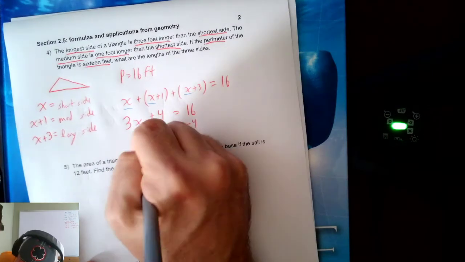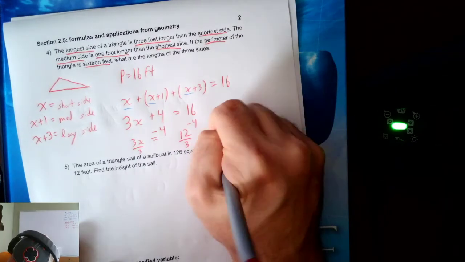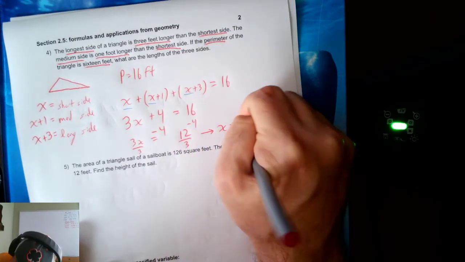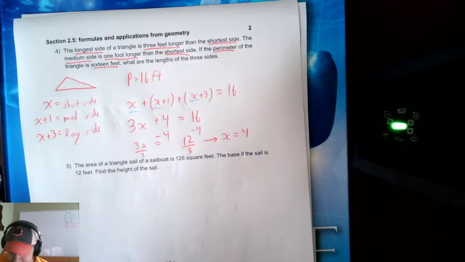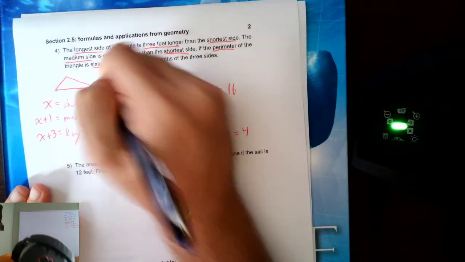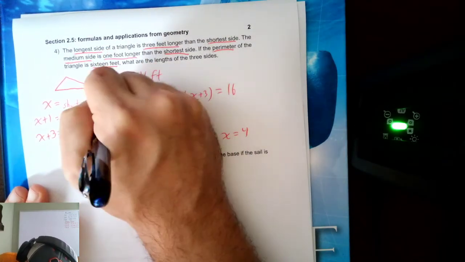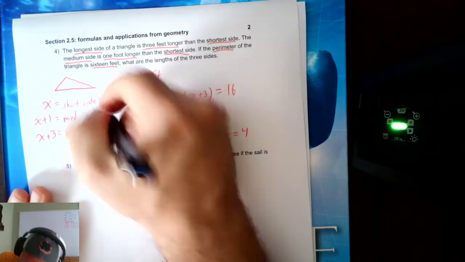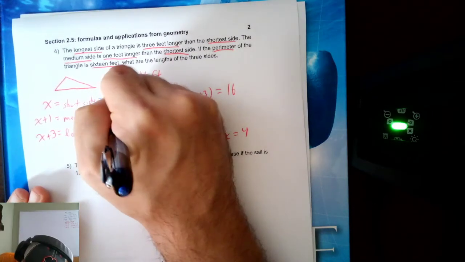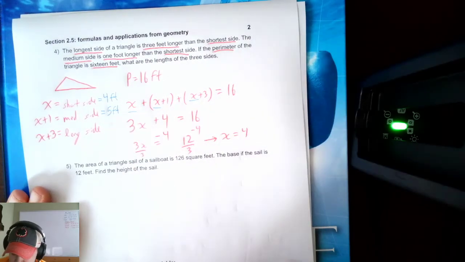And then I divide by 3 and divide by 3, right? And that'll tell me that x is equal to 4. So the shortest side is 4 meters, I'm sorry, not meters, feet. This question was in feet. So the medium side must be 5 feet, right? How'd I know? It's 1 foot longer. 4 feet, 1 foot longer would be 5 feet.